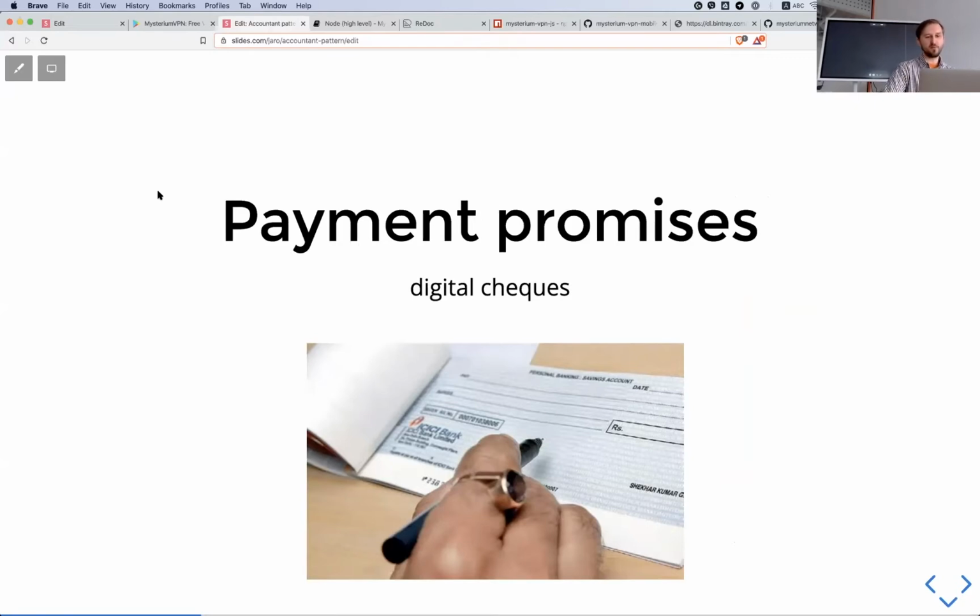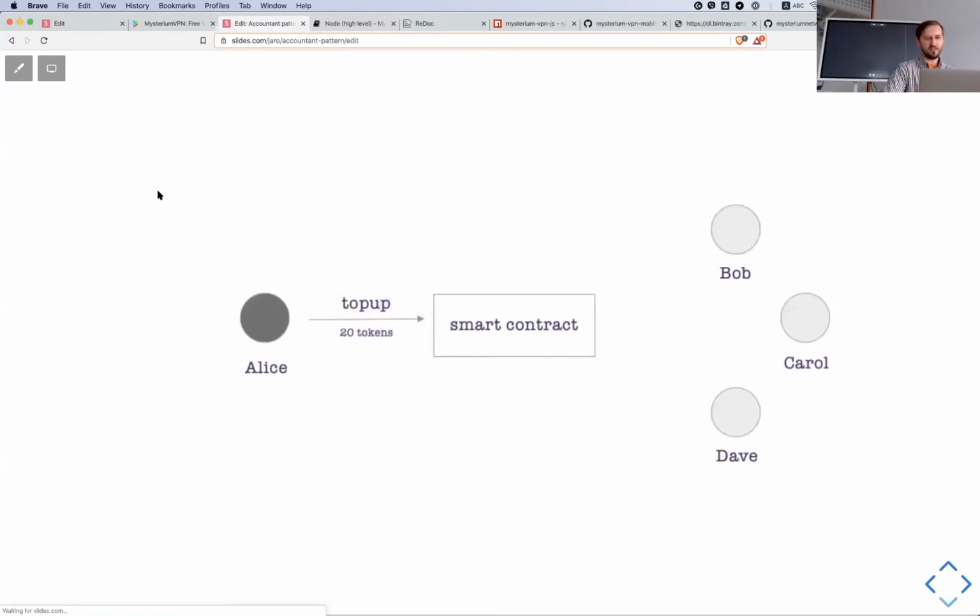So there is also a notion of something similar to digital checks people used before. We call them payment promises. In payment promises, we assume that people are paying in one direction. So just imagine that Alice is topping up her smart contract, and Alice is a consumer. She has a mobile application. She just says, look, guys, on my account on blockchain, I have 20 tokens, and then I am sending each of you some amount of tokens.